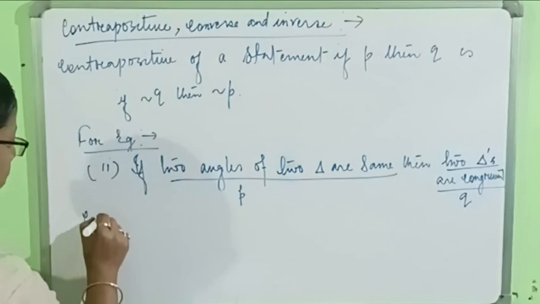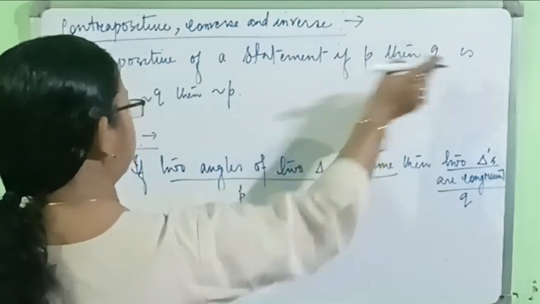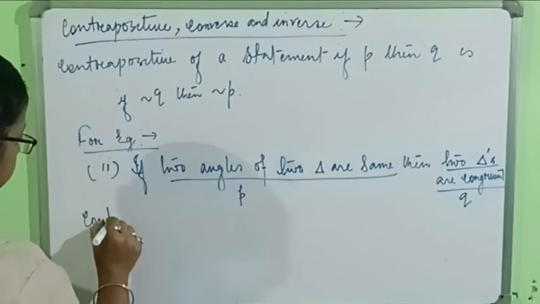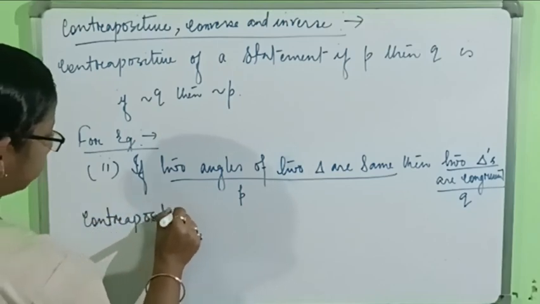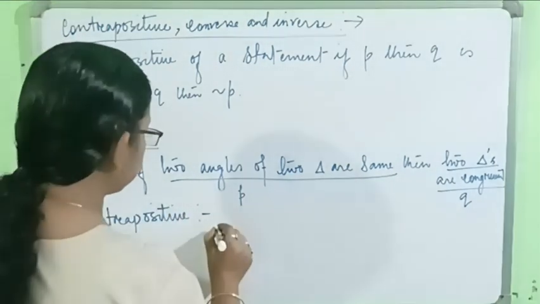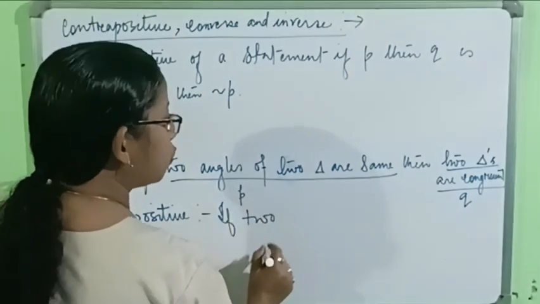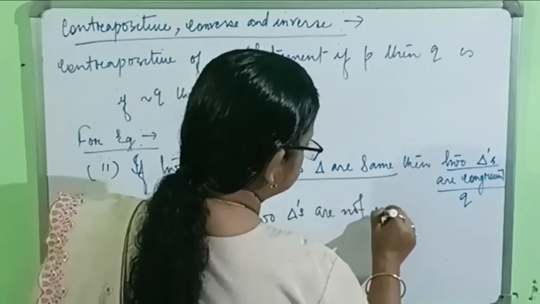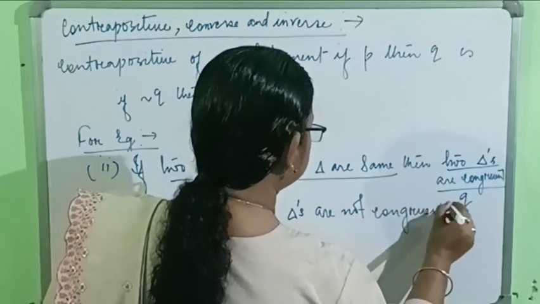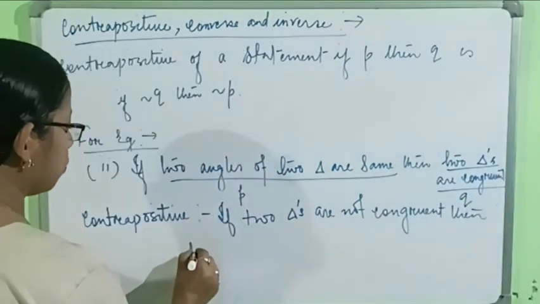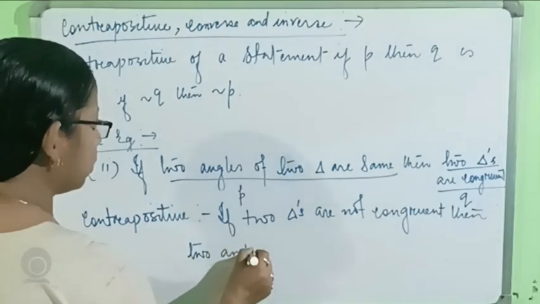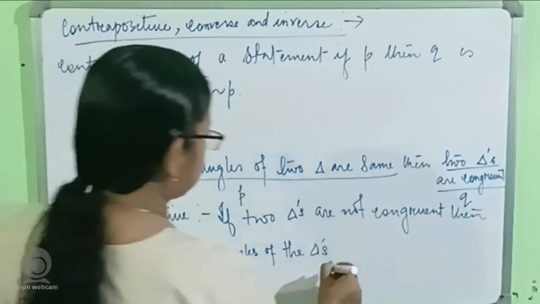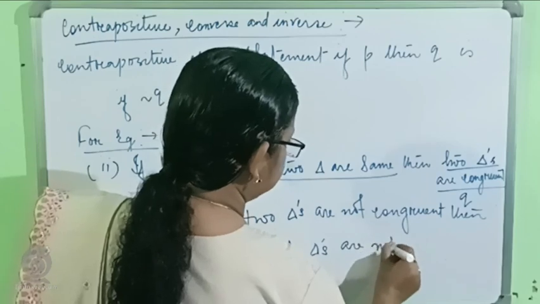So the contrapositive will be, as per the rule if P then Q, if negation Q then negation P. The contrapositive is: if two triangles are not congruent, then two angles of the triangles are not same.